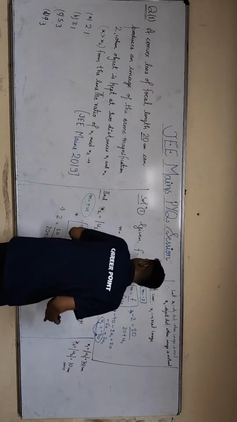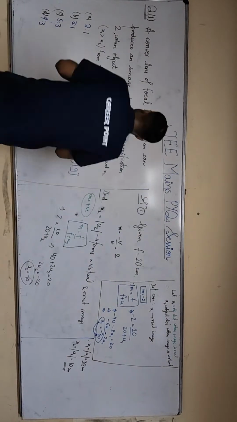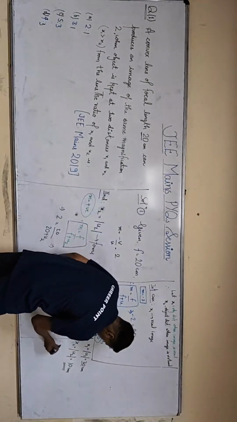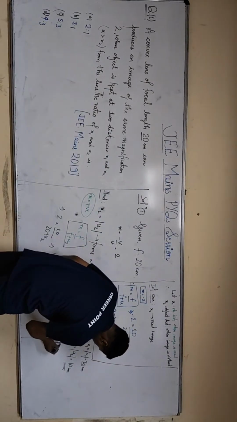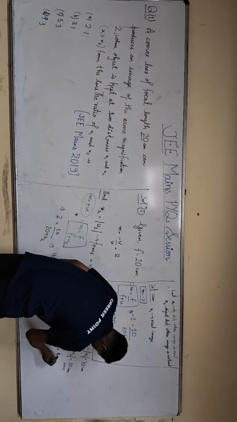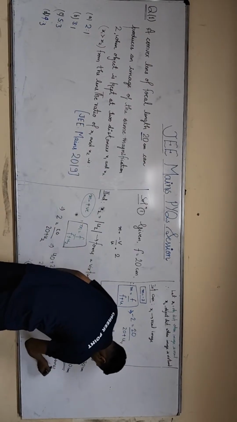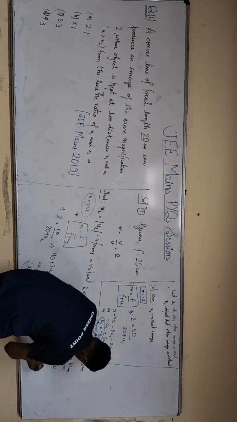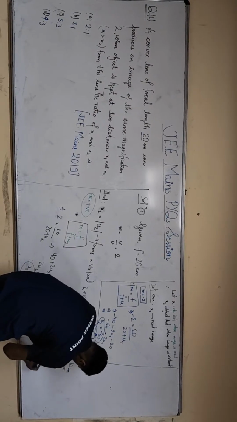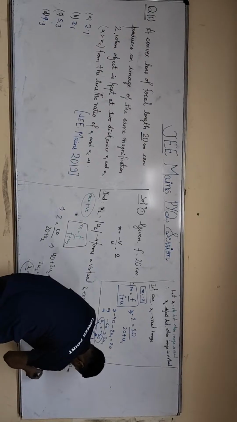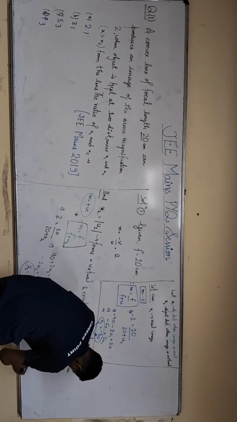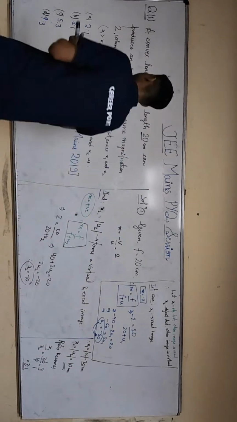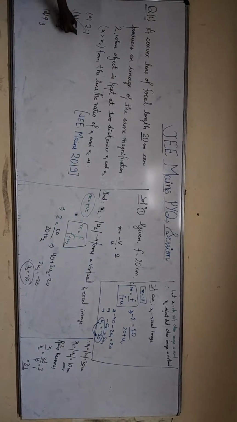Now the question is asking for the ratio of x1 and x2. So the ratio becomes x1 by x2. x1 is 30 upon 10, that becomes 3 by 1. It is equal to 3:1 ratio. So your answer is 3:1.